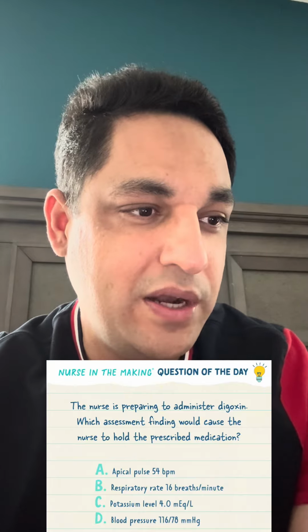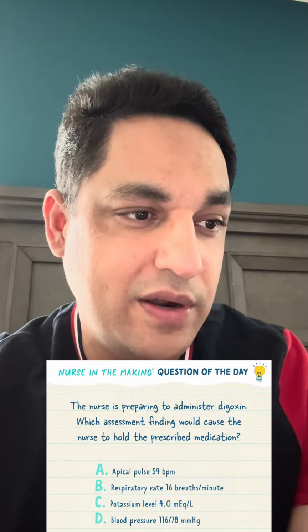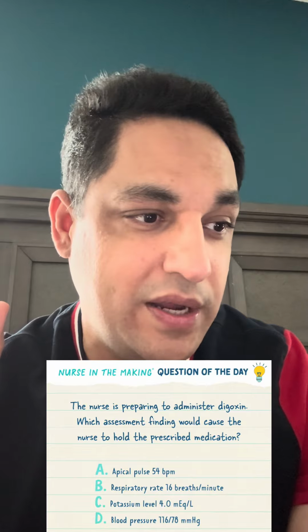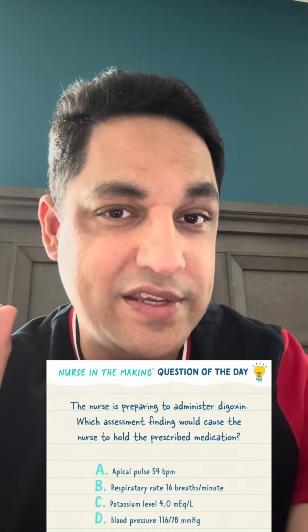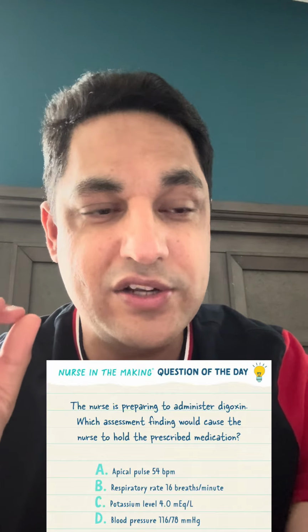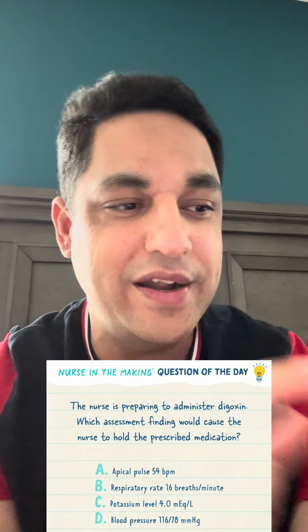Answer C. Next: the nurse is preparing to administer digoxin. Which assessment finding would cause the nurse to hold the prescribed medication? When are you going to hold this medication? If the heartbeat is less than 60. So where is the answer? Apical pulse 54. See, that's what you're going to pick immediately, right? Easy, right?